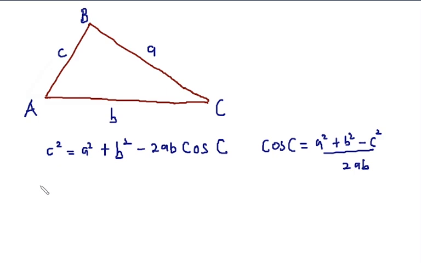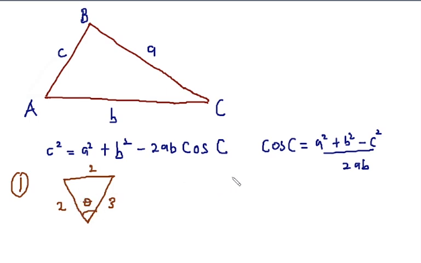So the cosine rule is used in two situations. The first situation is where you are given a triangle with three sides. Let's say you're given a triangle with all three sides, and you're asked to find this angle. You can use the cosine rule in this kind of scenario: you are given three sides and asked to find an angle.